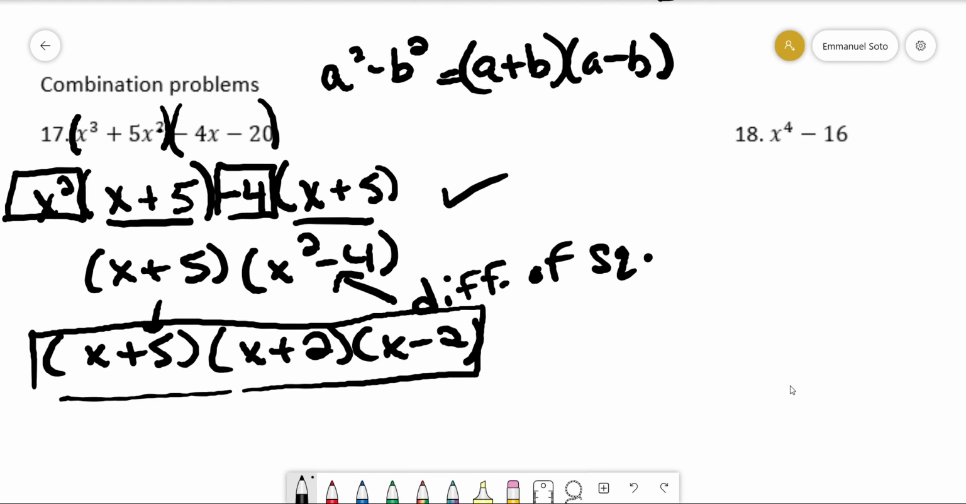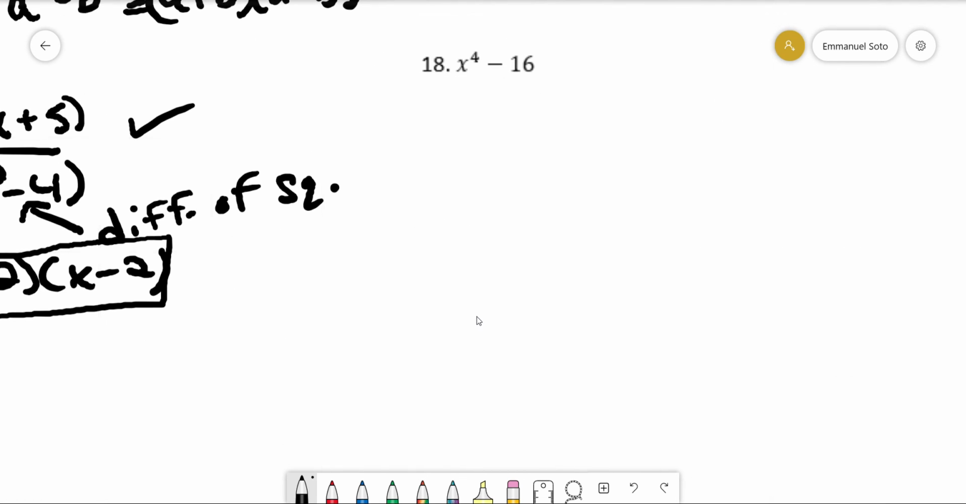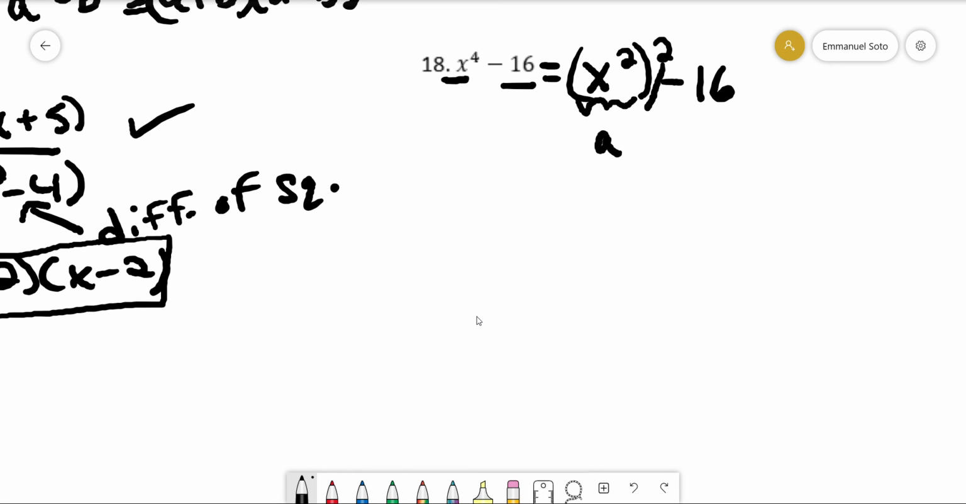All right, so now let's look at our next one. So this almost looks like a difference of squares. However, notice that we have a 4th power here. So really what we can do is rewrite this as x squared squared minus 16. See, in this example, you can kind of tell now this is my a. So we have our a squared, and then we have our b squared.